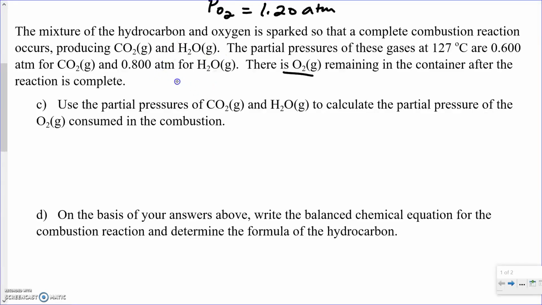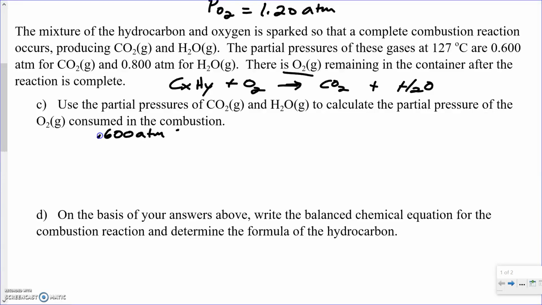Also notice we can't just write a reaction here because we really don't know what our hydrocarbon is. It's CxHy. We don't know what x and y are, plus O2 is forming CO2 plus H2O. We don't know what any of our coefficients are, so we're not really going to be using a reaction per se here either. It's not going to work well. Okay, so what do we do instead?